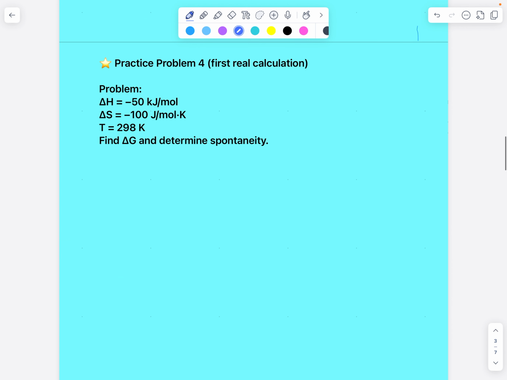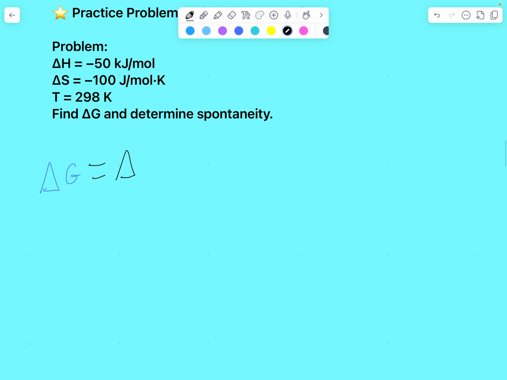Let's look at practice problem number 4. Delta H equals negative 50 kilojoules per mole. Delta S is negative 100 joules per mole Kelvin. Temperature is 298 Kelvin. Find delta G and spontaneity. All right, now we calculate delta G. Delta G equals delta H minus T delta S. So the first step is to convert delta S into kilojoules.